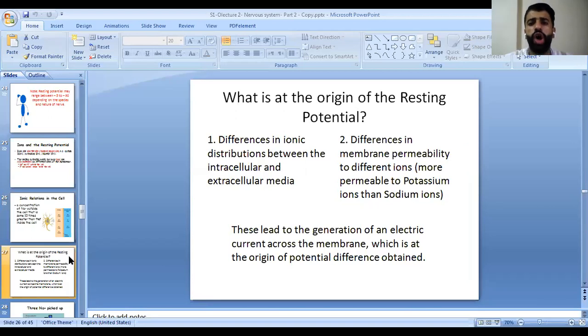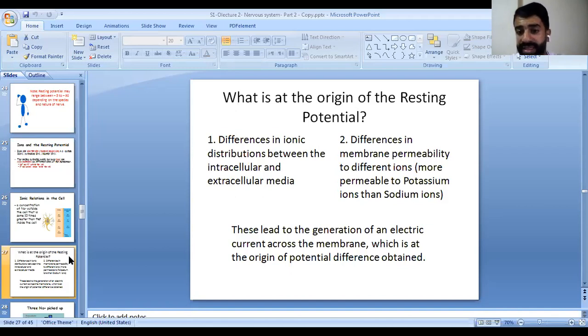So the question here is, what is the origin of the resting potential? We have differences in the ionic distribution: a difference in the distribution of ions between the internal and the external side of a nerve fiber. This is the first. Second, we have a difference in membrane permeability. For example, we have channels and permeability for ions. We have channels that allow the entrance of, for example, Na plus and the exit of K plus. This is called a pump. We said this last time. It's called the Na plus K plus pump.